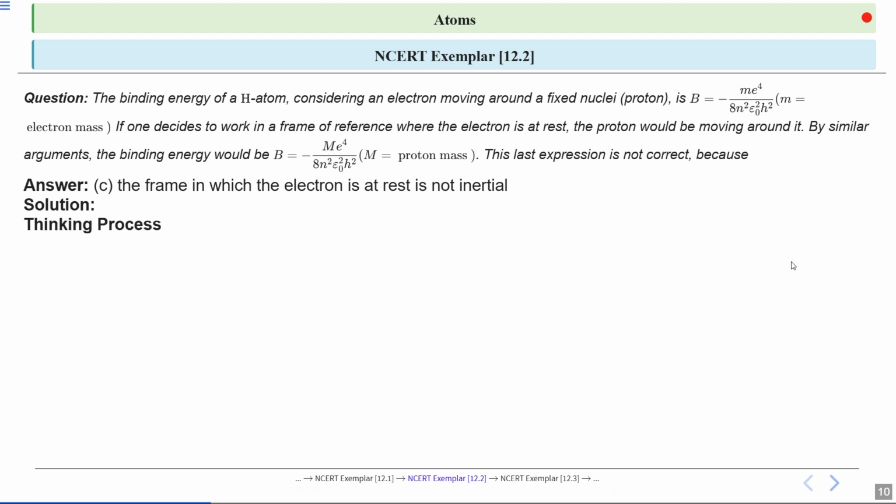Let's think through the problem. The electron is said to revolve uniformly around the nucleus, which means it experiences centripetal acceleration. Remember, a centripetal acceleration is always directed towards the center of the circle, and it's what keeps the electron in orbit.